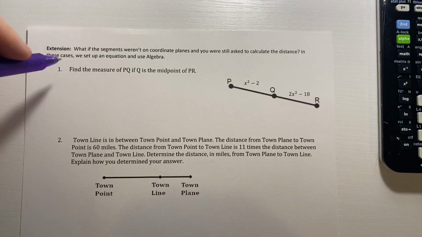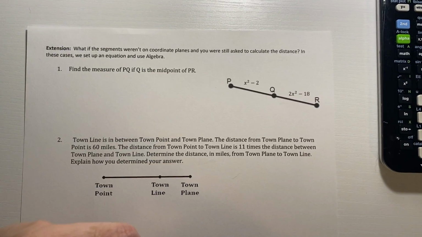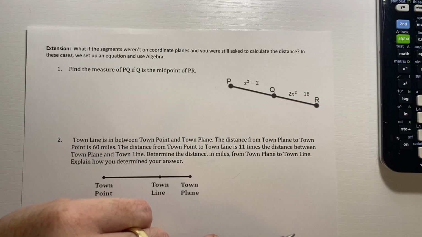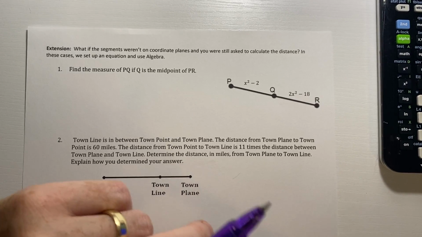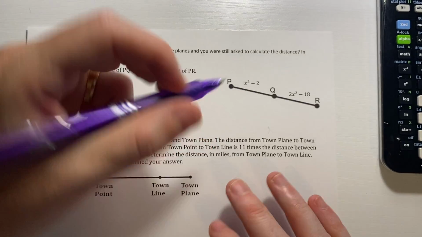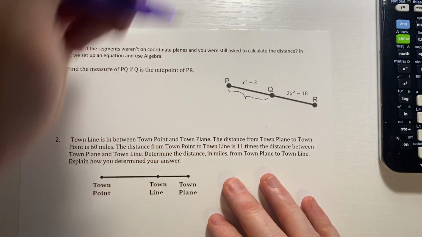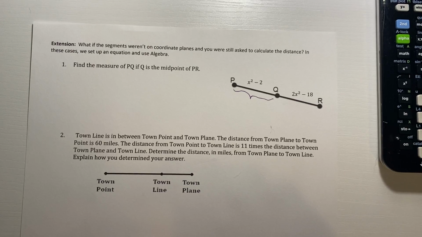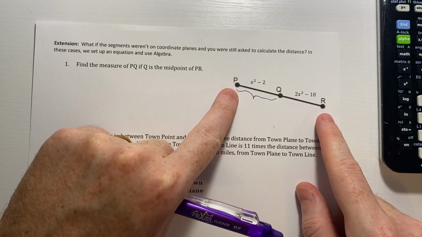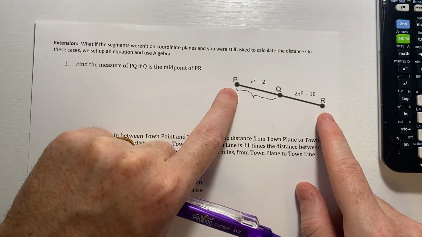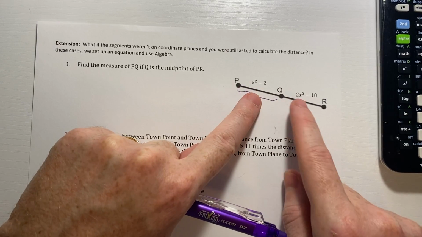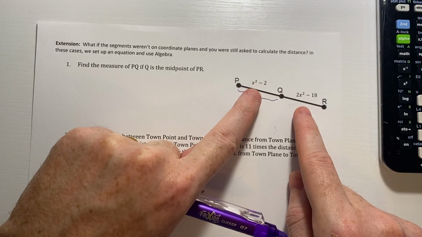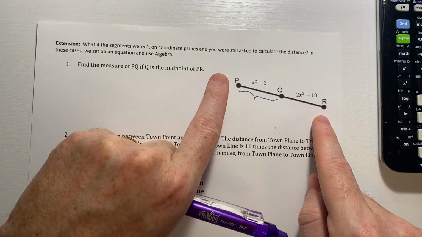So it says, what if the segments weren't on coordinate planes and you're still asked to calculate the distance? In these cases, we are going to set up an equation and use some algebra. So it says, find the measure of PQ. So I'm looking for this distance. And I know that Q is the midpoint of this entire segment PR. So since I know that this is the midpoint, I know that these two little segments are congruent because this cuts this entire segment in two.